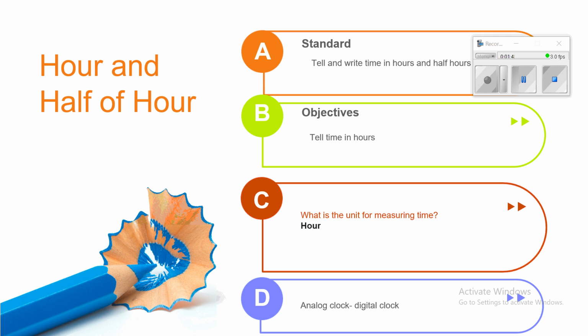My objectives, my goals. After the lesson, I have to tell the time in hour and half an hour. The essential question here: what is the unit of measuring time? Perfect, it's hour. So all the time I'm using hour when I want to measure time. You have to focus here on these words: analog clock, digital clock.